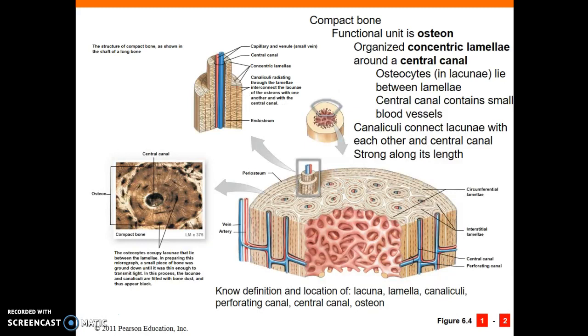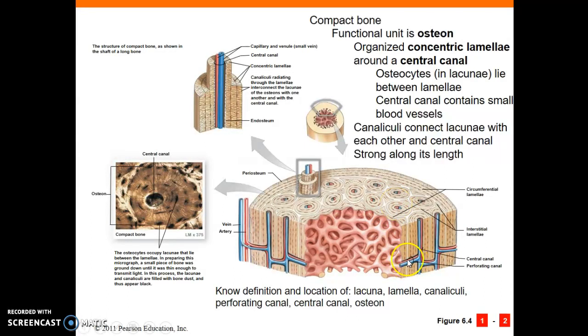So here is the microscopic anatomy of the osteon, and you can see these circular rings called lamellae. Here are the terms that you need to know that are involved with the bone. A lacuna is the bony cavity where the osteocyte lives. The lamellae are the rings. The canaliculi are the little bony canals where the cytoplasmic extensions allow one osteocyte to communicate with another osteocyte.